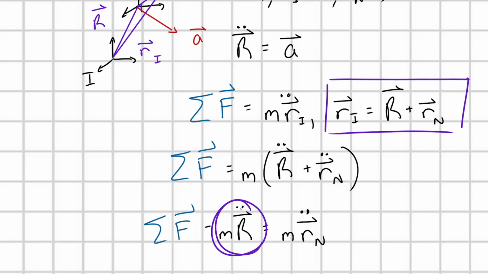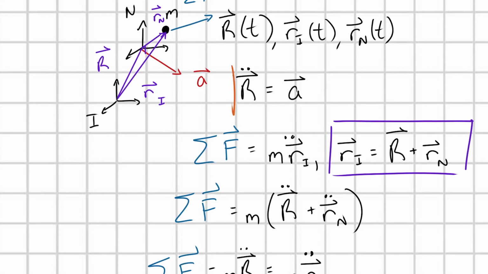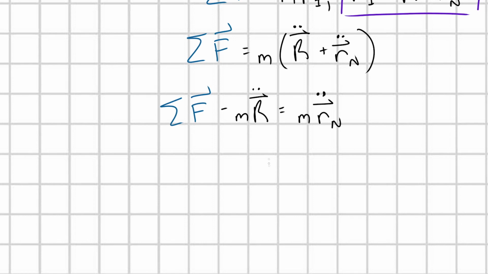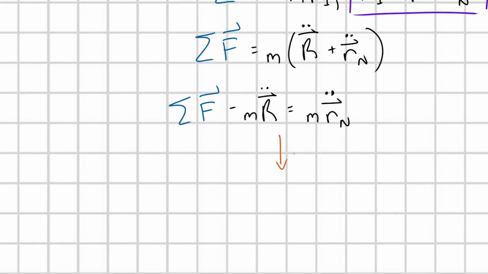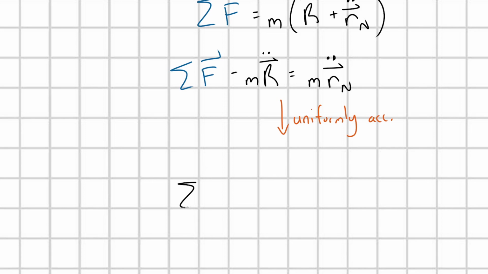frames. Now again, in this particular example, let me go up to the orange and box this guy in orange here. In this particular example, that specific relation between the motion of N and I, well, they're uniformly accelerating. So let's go ahead and update this. With our orange condition, in which case we're uniformly accelerating, we have this final statement here, which is that sigma F minus ma is equal to m r_N double dot.